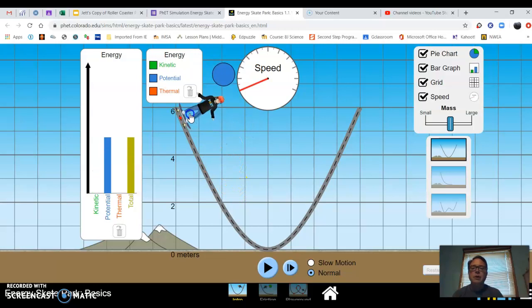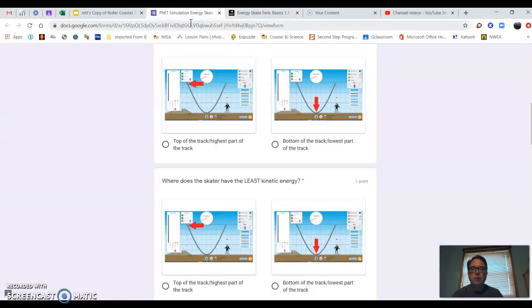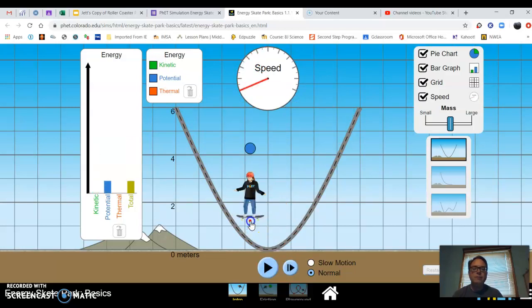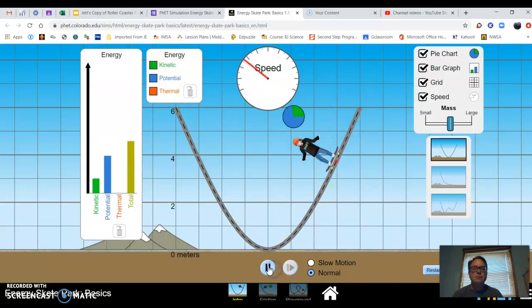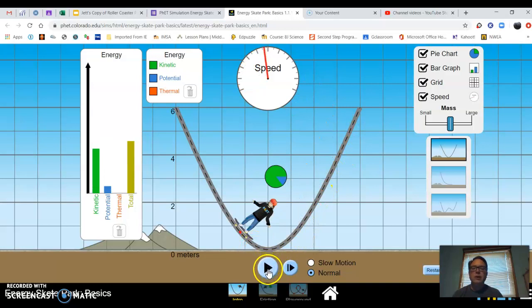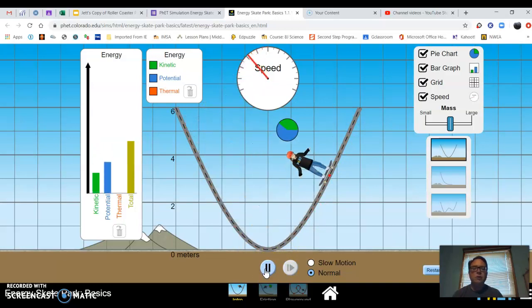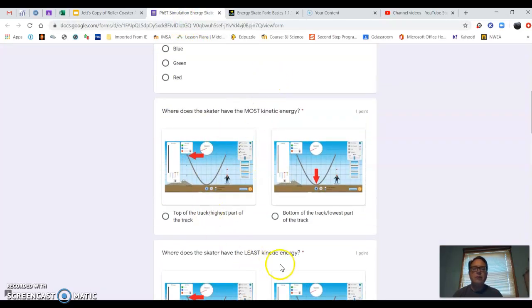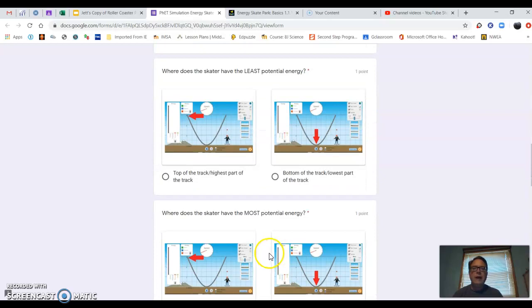I'm going to put it up here, and we're looking for kinetic energy, most and least. So I'm going to hit play again right here, and kinetic energy, as you can see, is the green color. So let's see, where is that at? Is it at the top or is it at the bottom? Let's put it right there. As you can see here, there is a difference, isn't there? Where is it the least and where is it the most? Okay, so once you've got a good idea of what those answers are, you can come back over here and answer those. And then we're going to look for the opposite.